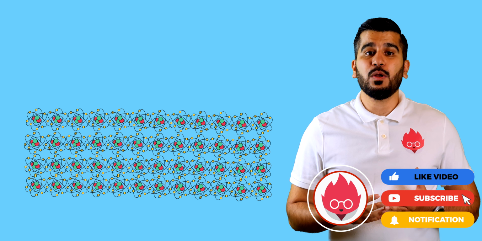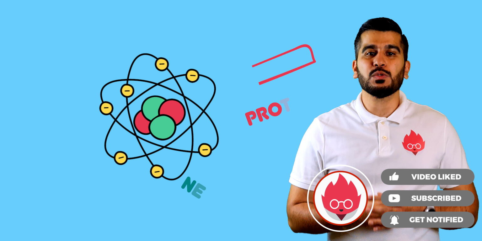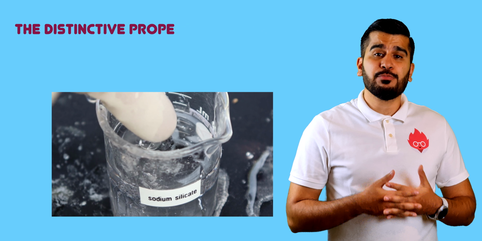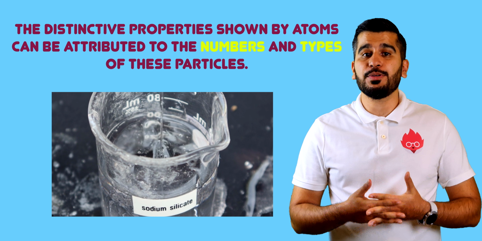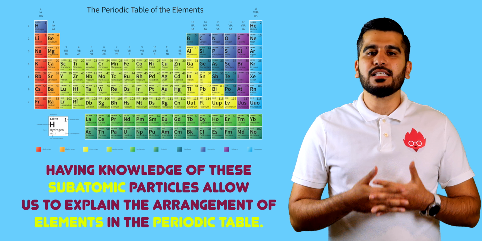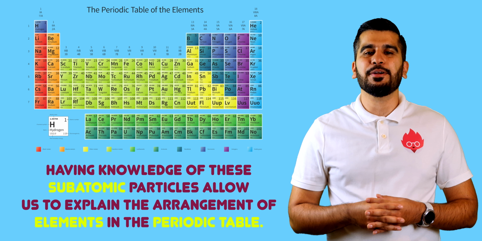Atoms are the building blocks for all substances and are made from subatomic particles called protons, neutrons, and electrons. The distinctive properties shown by atoms can be attributed to the number and types of these particles. Having knowledge of these subatomic particles allows us to explain the arrangement of elements in the periodic table.